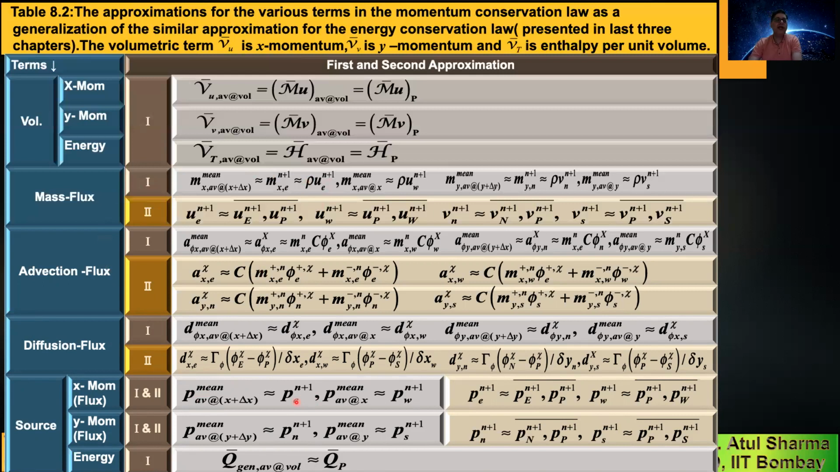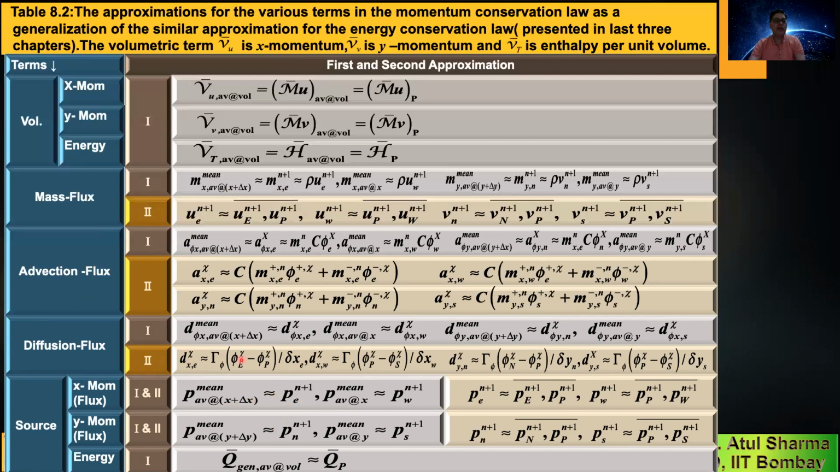So if you see the expression for the second approximation, there is only one flux, diffusion flux, which involves the normal gradient. All the other fluxes involve the variable itself at the surface. Like x momentum flux, y momentum flux, and enthalpy flux involve the u velocity, v velocity, and temperature respectively at the surface. Mass flux involves the normal velocity, pressure involves the value. So only the diffusion flux involves the gradient, for which we use a central difference scheme.